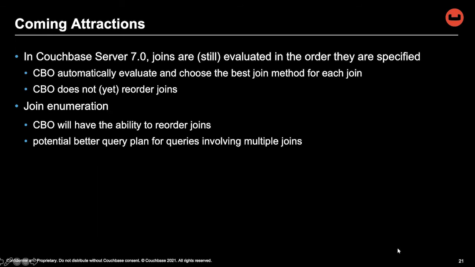What we're working on currently is something called join enumeration, which will give CBO the ability to reorder joins. So it's going to have a much larger pool of candidates to consider, and a much better chance to pick the best query plan for you. Once this is implemented and shipped in a future version, it should be able to pick a better query plan for you in a lot more cases. In other words, it's going to shift the responsibility of picking the correct join ordering from the user to the server itself.